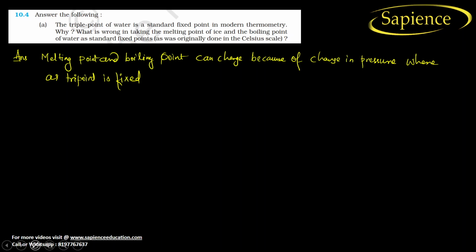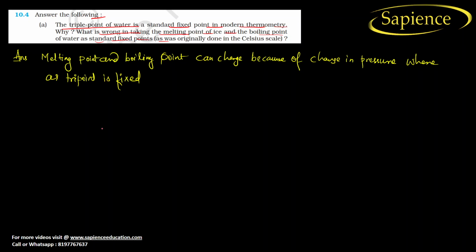Now let us do question number 10.4. Answer the following. The triple point of water is a standard fixed point in modern thermometry. Why? What is wrong in taking the melting point of ice and boiling point of water as a standard fixed point, as was originally done in the Celsius scale?